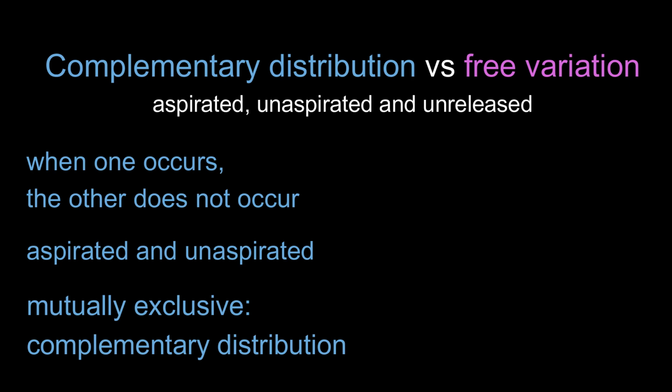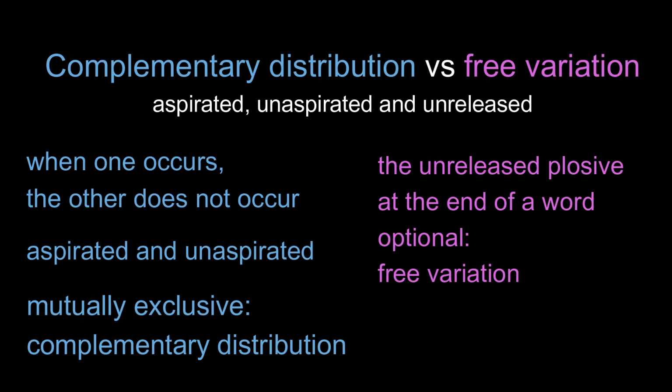By contrast, the unreleased P at the end of a word is optional. That is, the P can be released or not. Linguists call this type of interchangeable occurrence of sounds the free variation.